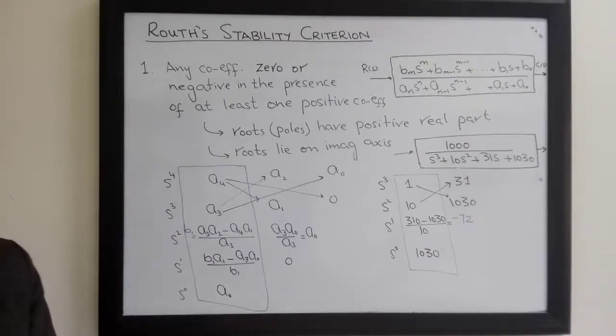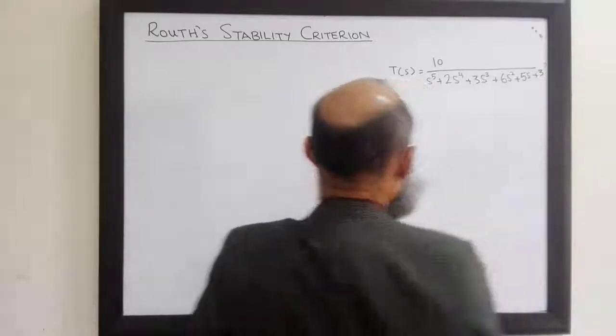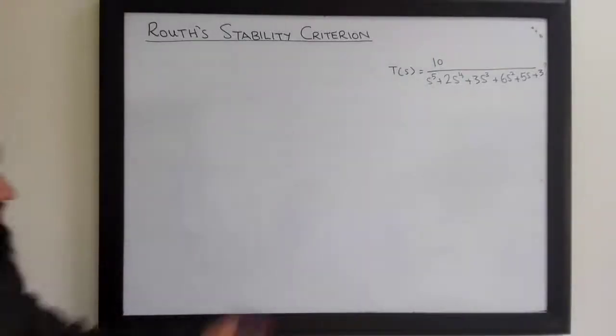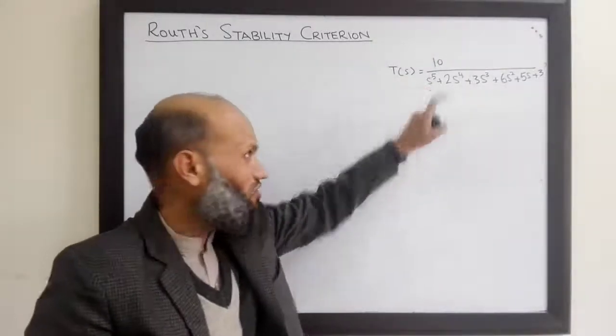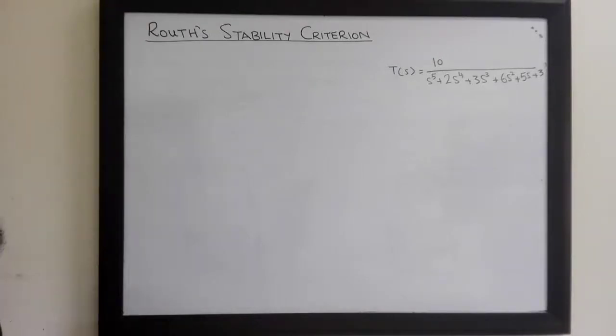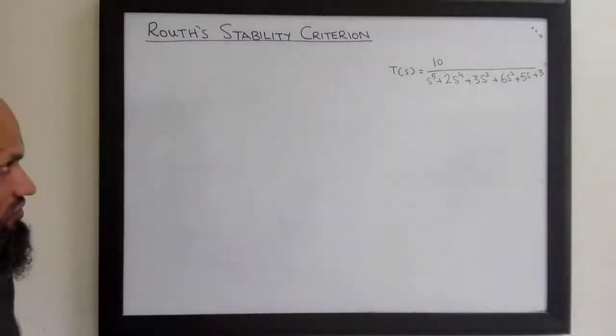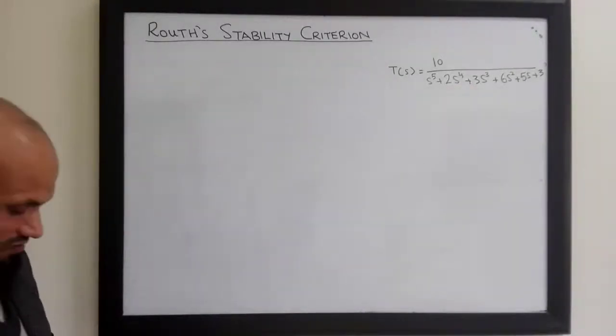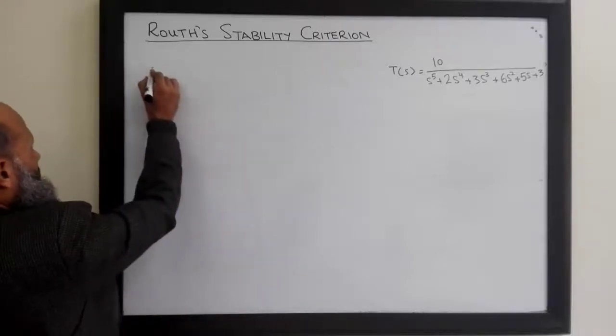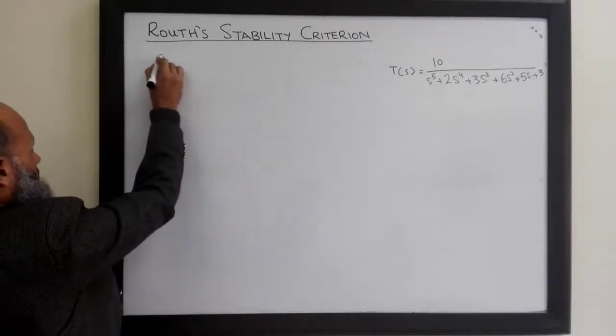Let's take one more example. We have a transfer function with a fifth order denominator polynomial, and we want to apply Routh's criterion to determine stability of this system. There is no negative coefficient over here, so we have to proceed for the construction of Routh's table. So we start with the highest power of S, S power 5.